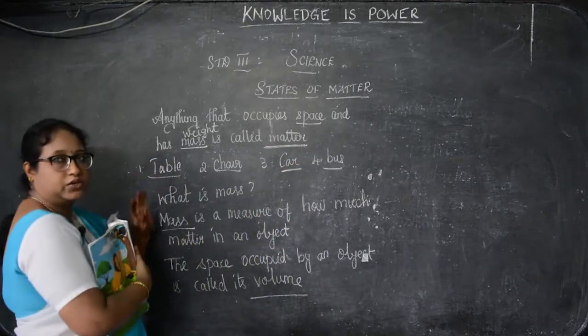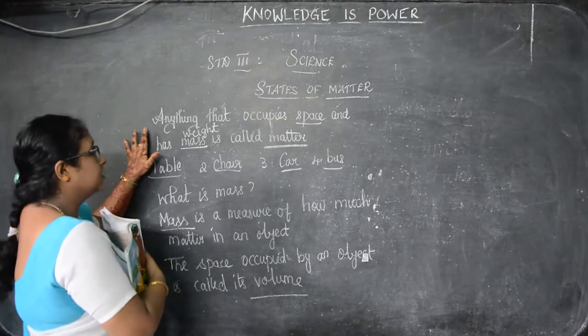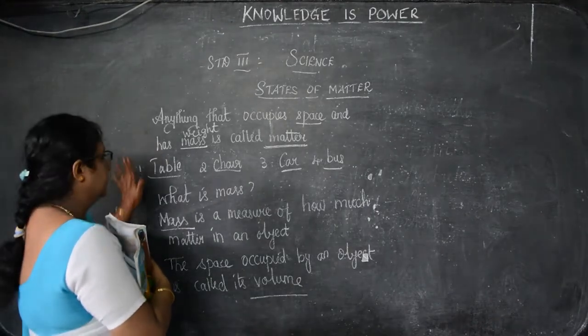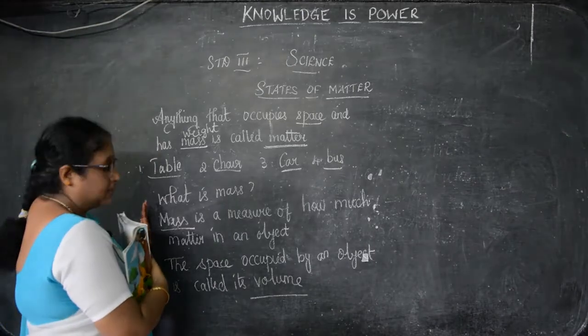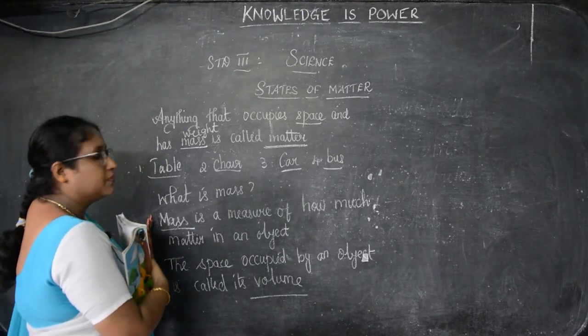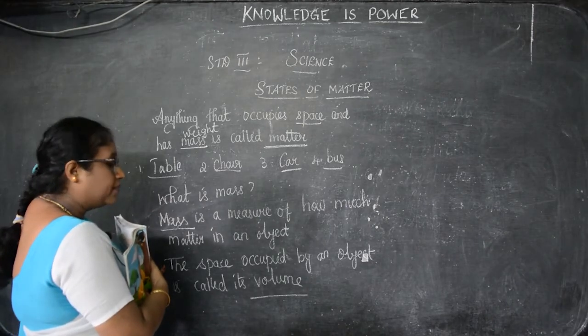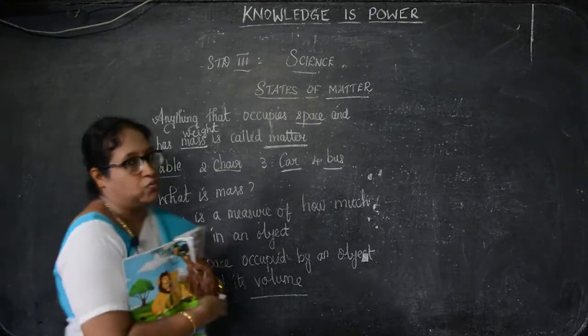So first, what did you learn? What is matter? Anything that occupies space and has mass is called matter. Then what is mass? Mass is a measure of how much matter is in an object. Then the space occupied by an object is called its volume.